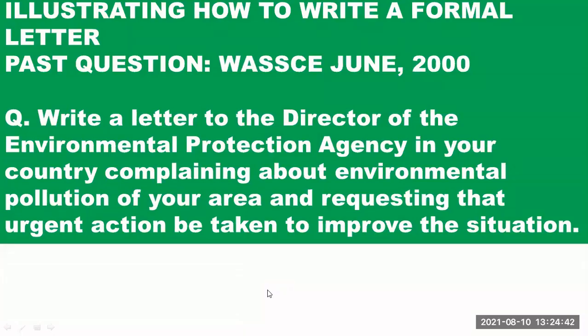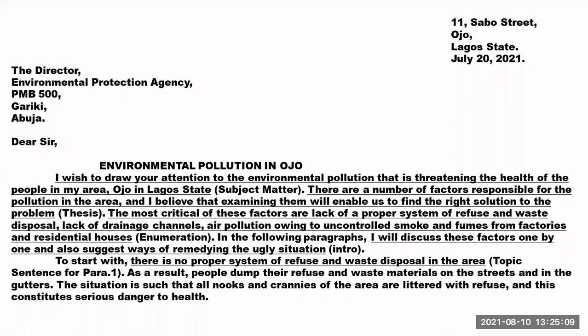So, okay, the next thing we want to do is look at this question once again, and then we get into the actual process. Here you are asked to write a letter to the director of the Environmental Protection Agency in your country, complaining about environmental pollution of your area and requesting that urgent action be taken to improve the situation. So here we want to look at the sample of the letter in order to show you exactly how you can write one. So now here you see that this is your address.